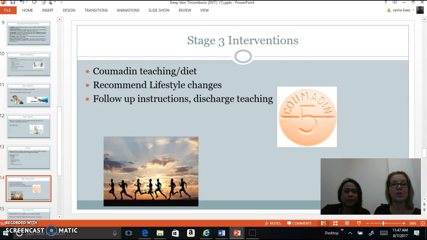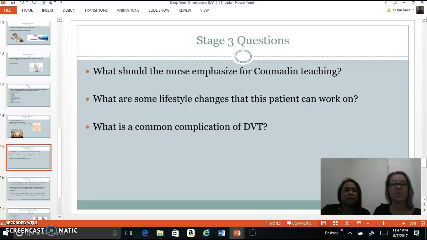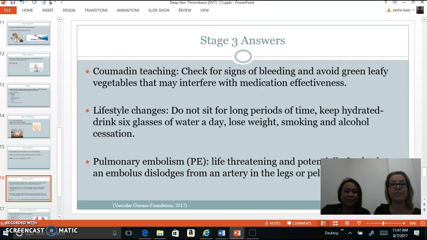The interventions are, you must provide the patient with Coumadin teaching and diet, recommend lifestyle changes as she is obese, and follow-up instructions and discharge teaching. The questions are, what should the nurse emphasize for Coumadin teaching? What are some lifestyle changes that the patient can work on? And what is the common complication of DVT? The answers are as follows.